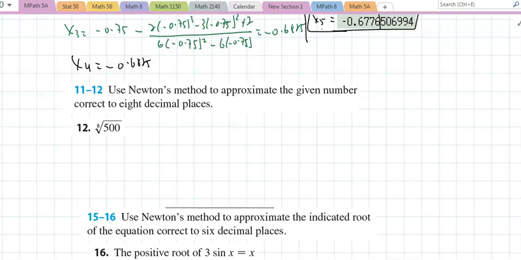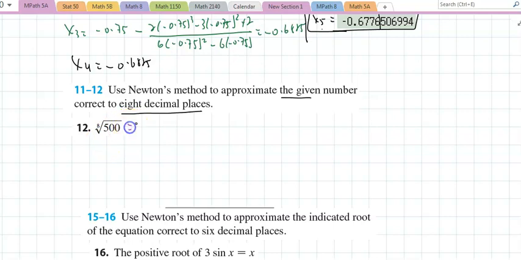Alright, on the next problem, we're using Newton's method to approximate the given number up to 8 decimal places. We're going to let the calculator do the work. It seems my scientific calculator gets stuck after 4 iterations for some reason. I'm not sure why, but I'll use my other calculator. So in this case, we're trying to figure out what this is accurate to 8 decimal places.